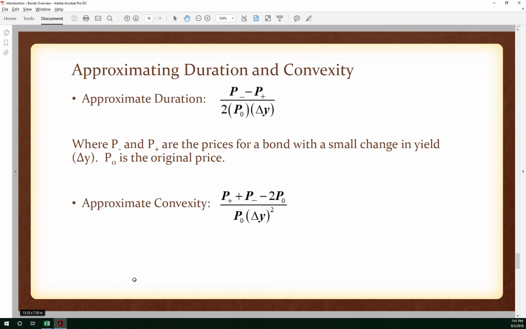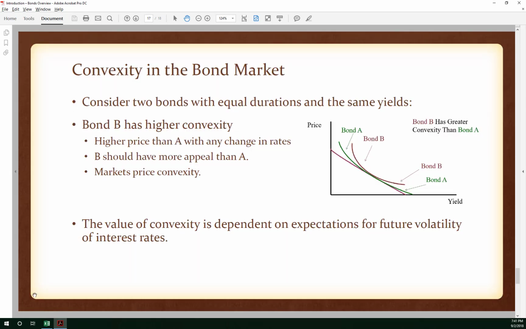Probably have you do this on an exam. This is very easy, very straightforward in terms of applying the calculations, and so be ready to do those on any quizzes or exams. Let's keep moving here and go to the next slide and look at convexity in the bond market.